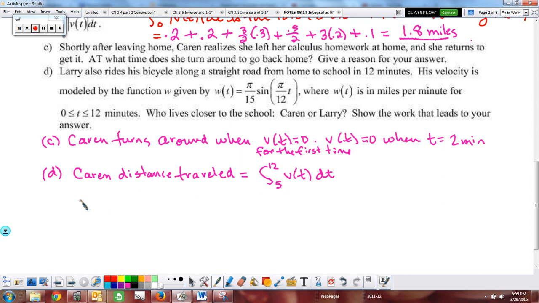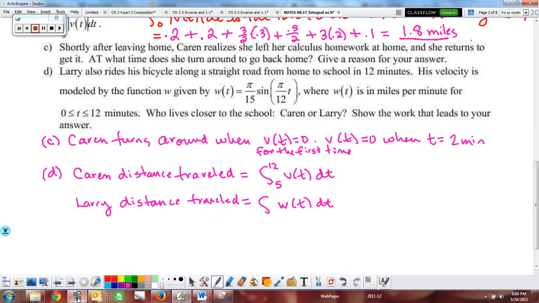All right, and Larry's distance traveled. We have this on a calculator. Before I put my bounds in, w of t dt, we should probably look at this and make sure that he didn't have any turnaround and go back as well, because we only want to know how far they are from school. So let's take a look at his and see what it is.